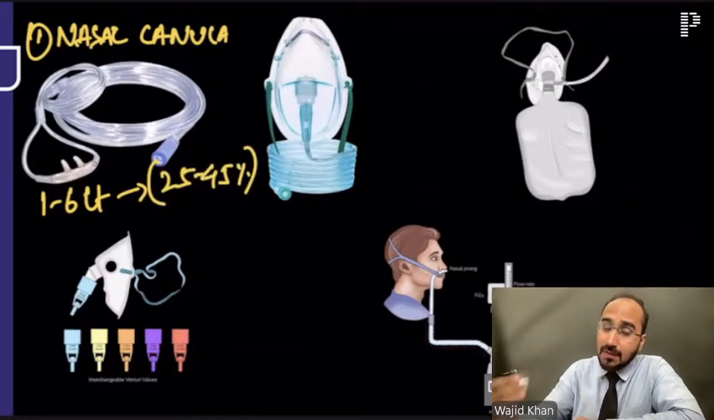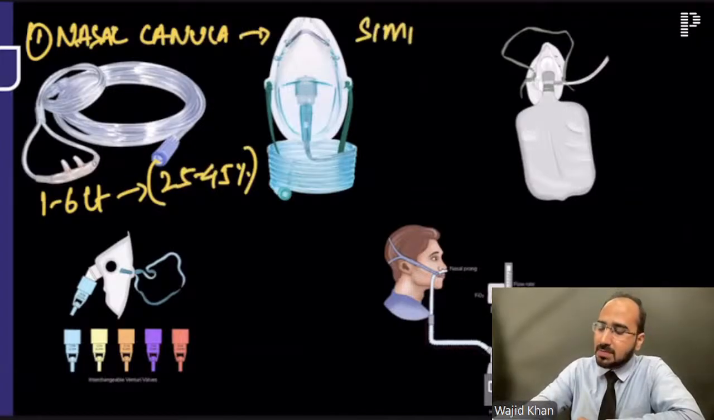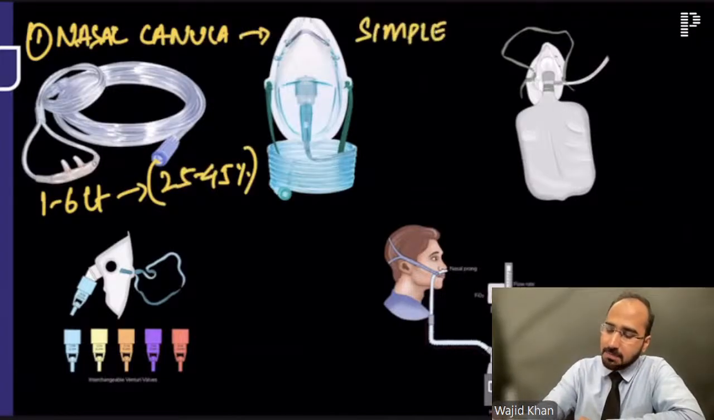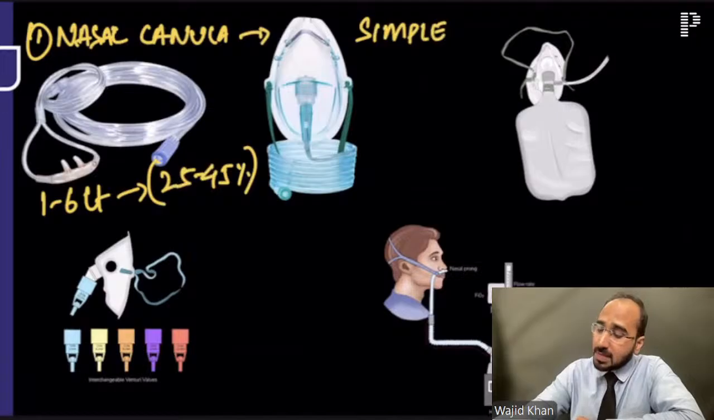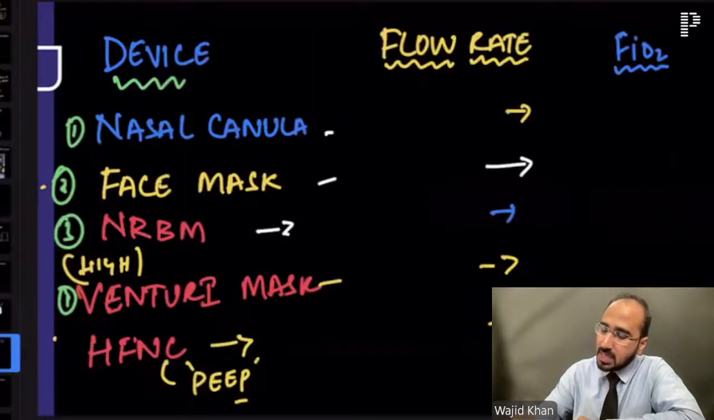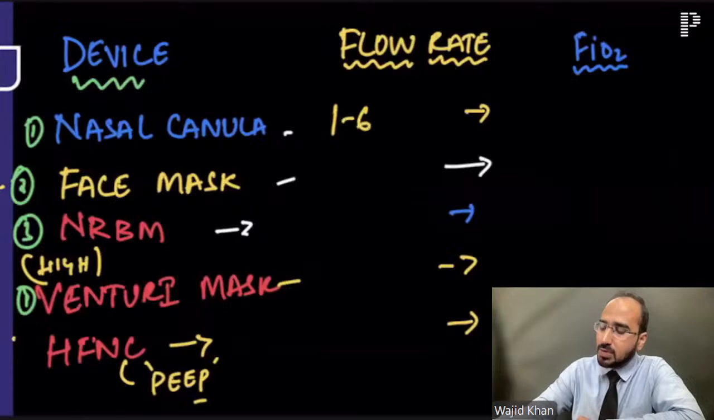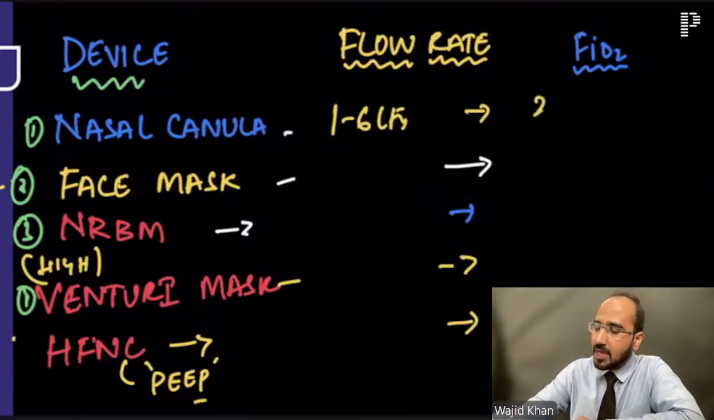Okay? If he is not improving, then I'll tell them, please bring a simple face mask. A simple face mask is the second step. How much oxygen can we supply with a simple face mask? Remember, with a nasal cannula, 1 to 6 liters of oxygen, which will give an FiO2 of 25 to 45%. If he is not improving, then a simple face mask.